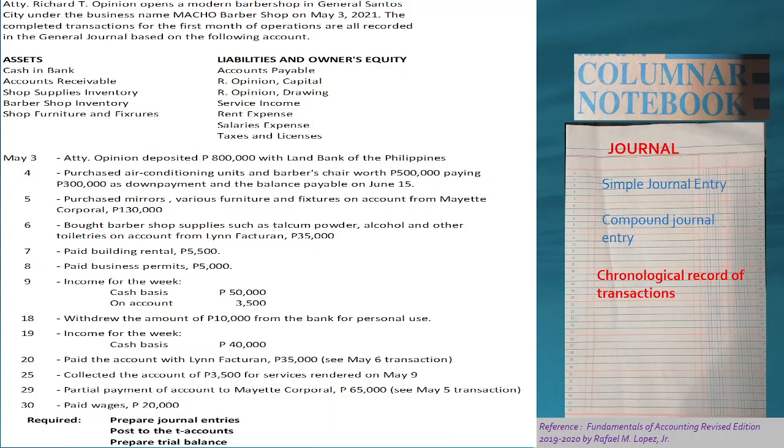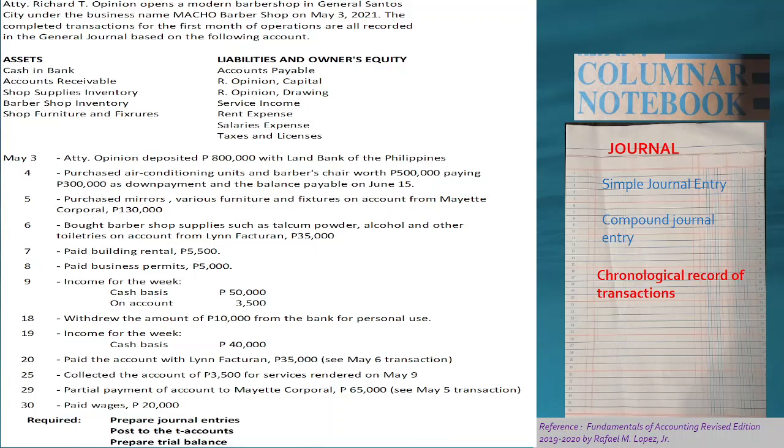A simple journal entry has one debit item with only one debit amount, of course, and one credit item with a credit amount. While the compound journal entry is an entry that may have one debit item and two or more credit items, or two or more debit items and one credit item, or maybe two or more items on both sides. Please take note that our recording in the general journal or journal is done in chronological order.